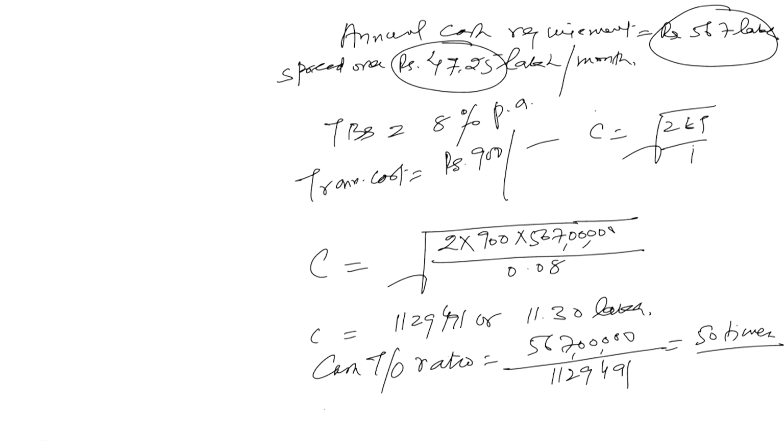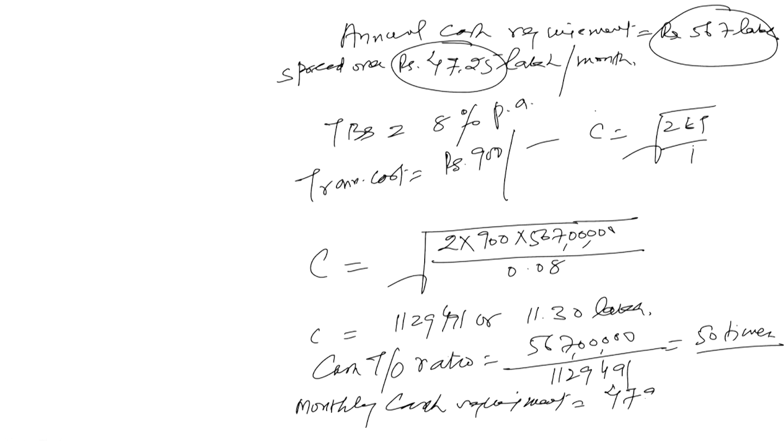So, what is the C amount, or the monthly requirement of cash? If you talk about the monthly cash requirement, how much is it?